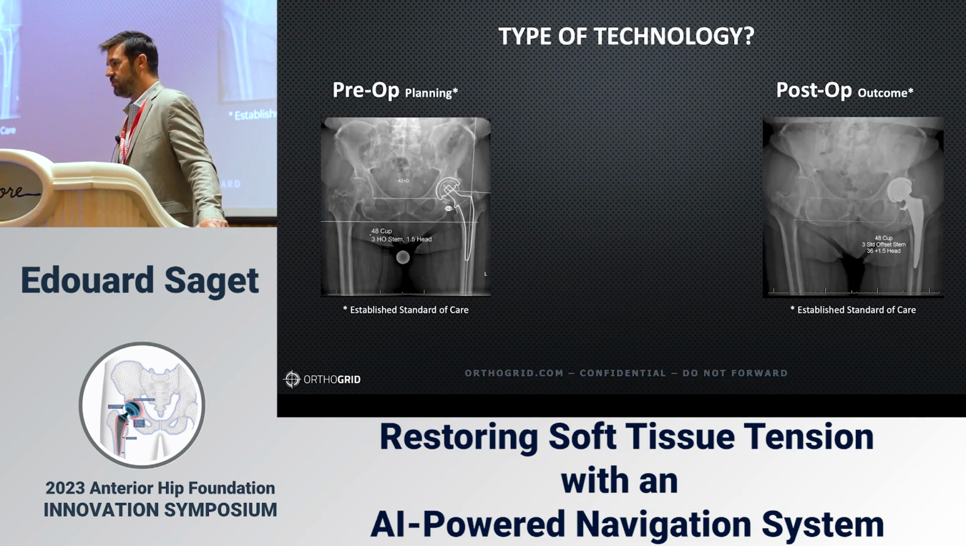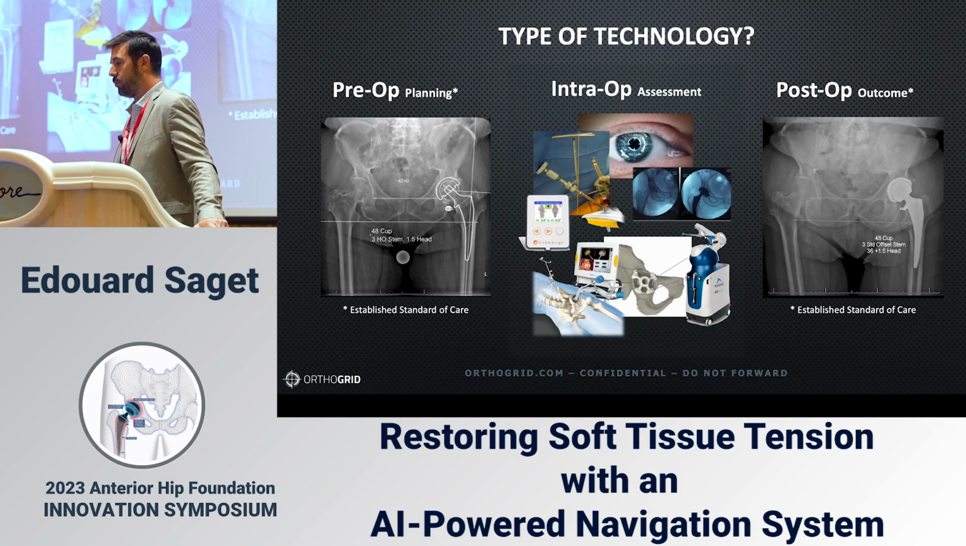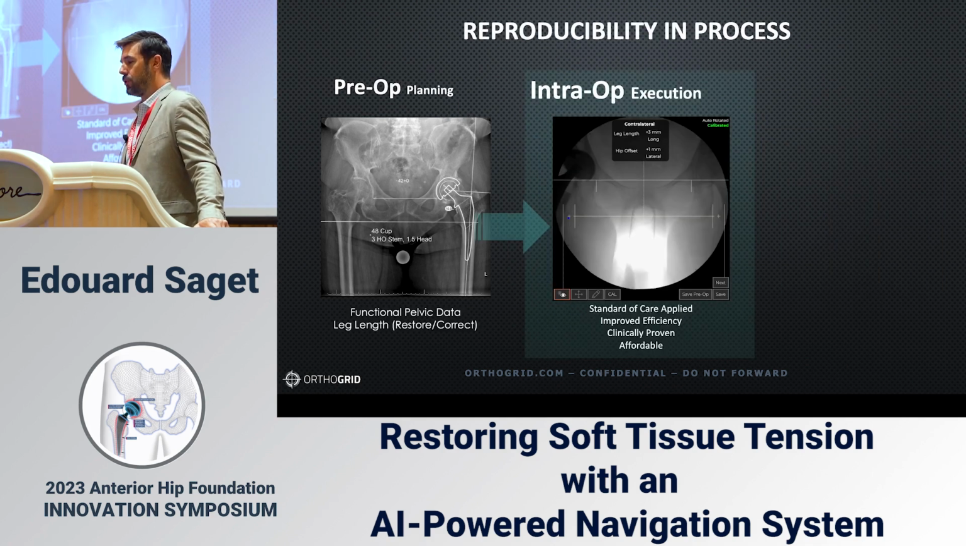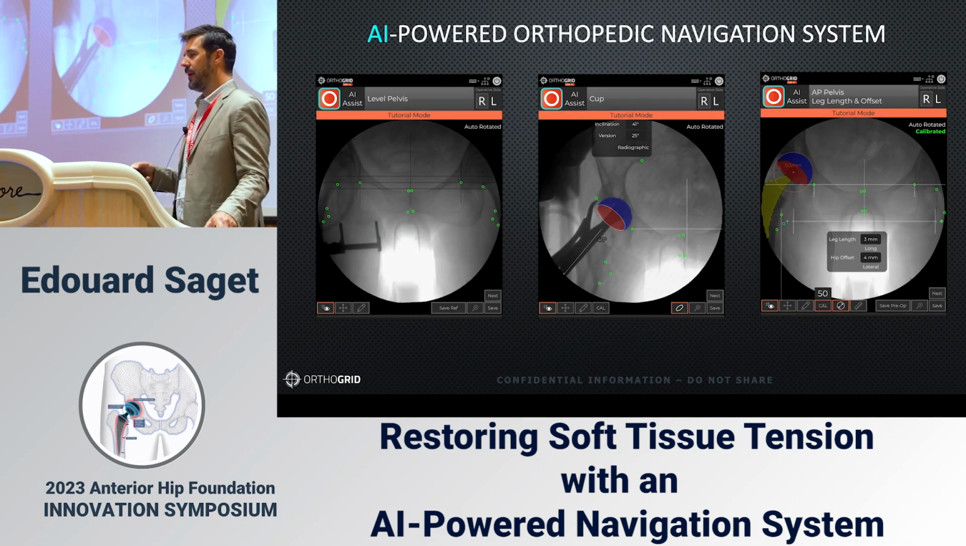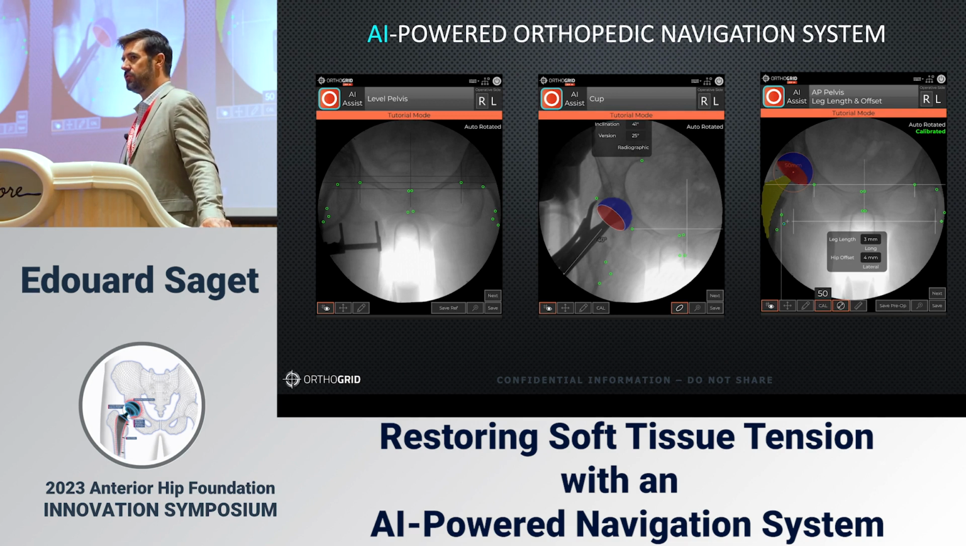So the type of technology: pre-op planning is done on X-ray for a lot of people. You compare your results the same way. So what is the technology you want to use in the OR? We're a big fan of fluoro because it executes the same way you've been planning, and you're going to measure yourselves. The AI-powered navigation system that we have looks to do several things.